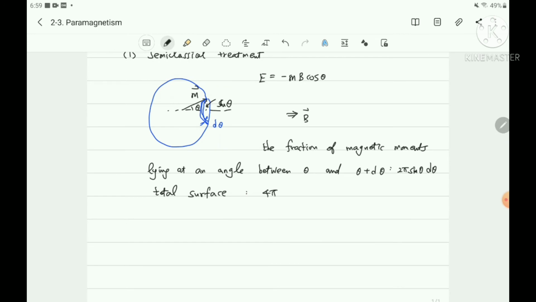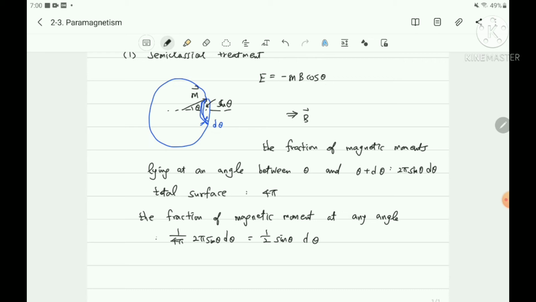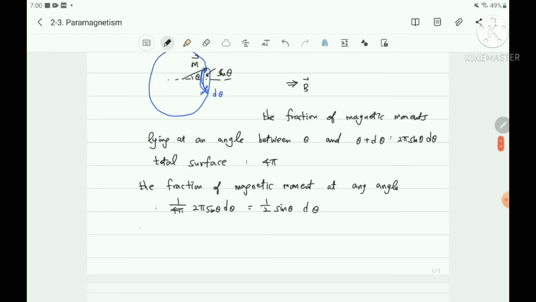Therefore, the fraction of magnetic moments at any angle is 1 over 4 pi times 2 pi sine theta d theta. Therefore, it is one half sine theta d theta. Therefore, we can calculate the average magnetic moment.